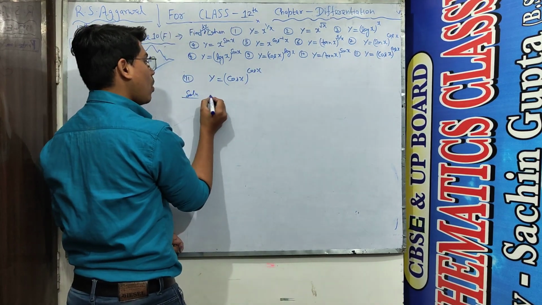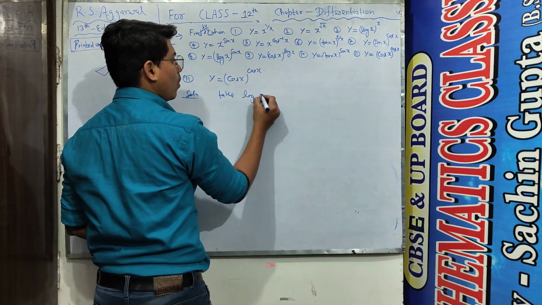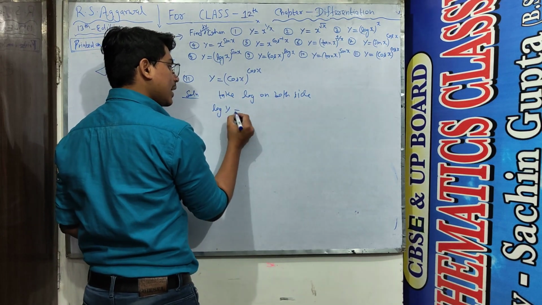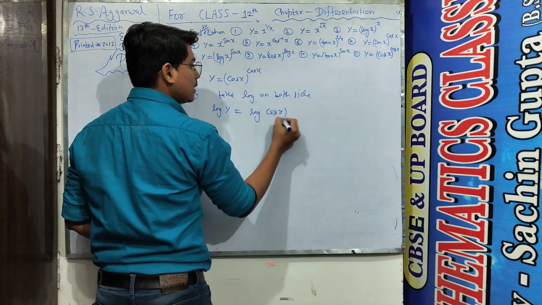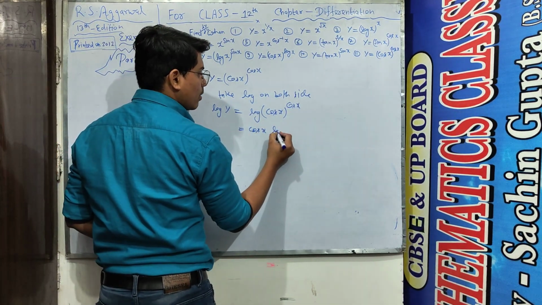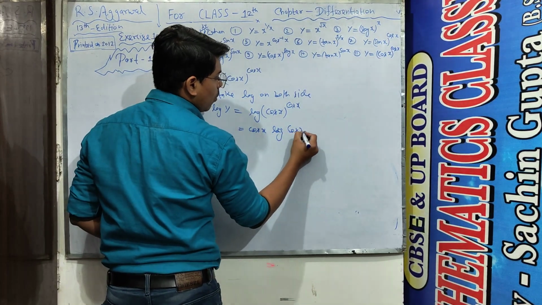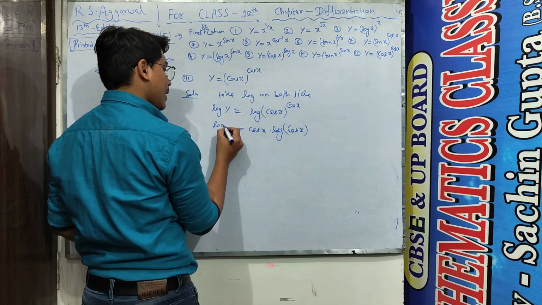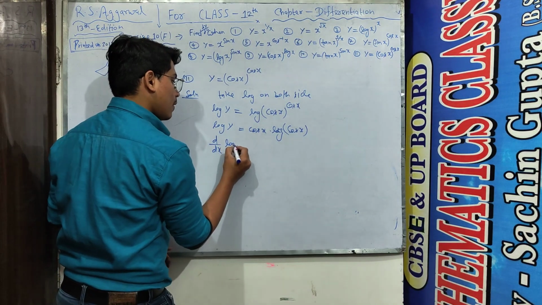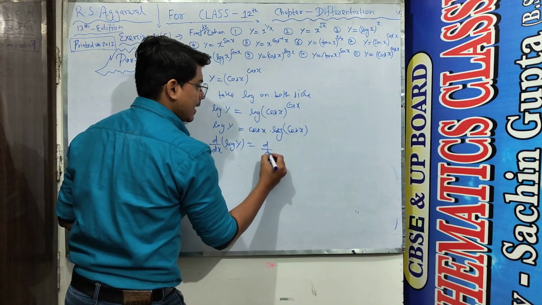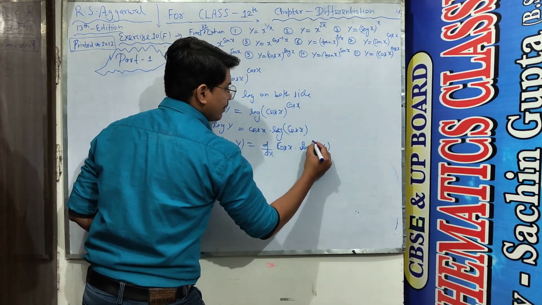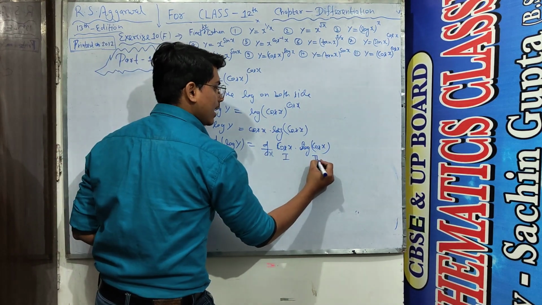Now, students, I take log on both sides, so it becomes log y equals log of (cos x) whole power cos x. This cos x comes in the multiplication before the log of cos x, and here I write log y as well. Then we apply d by dx of log y, and it becomes d by dx of cos x into log of cos x. Now here I take cos x as first and log cos x as second.